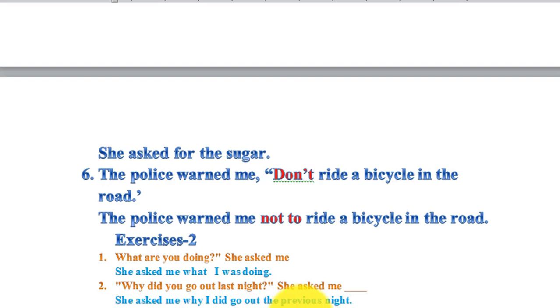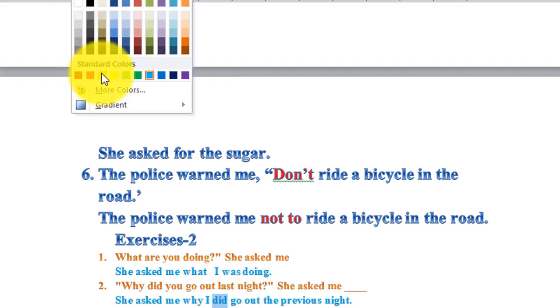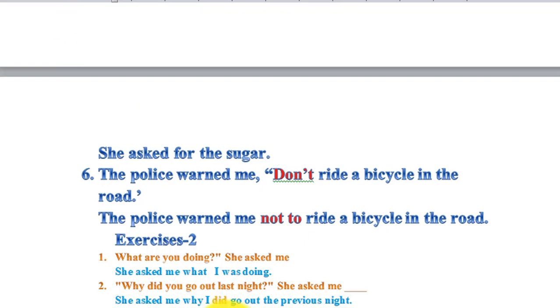ስለዚህ ስንት ፎርም አለው ማለት ነው? ሁለት። አንደኛው ሲምፕል ፓስ አደረኩት እዚህ ጋር፣ yes acceptable ነው። ሁለተኛው እንደገና ወደ ፓስ ፐርፌክት ልቀይረው ይችላል፣ ይሄም ራሱ ፖሲብል ነው። ሁለቱንም ፖሲብል ነው። She asked me why I did go out, yes, or we can say I went out.